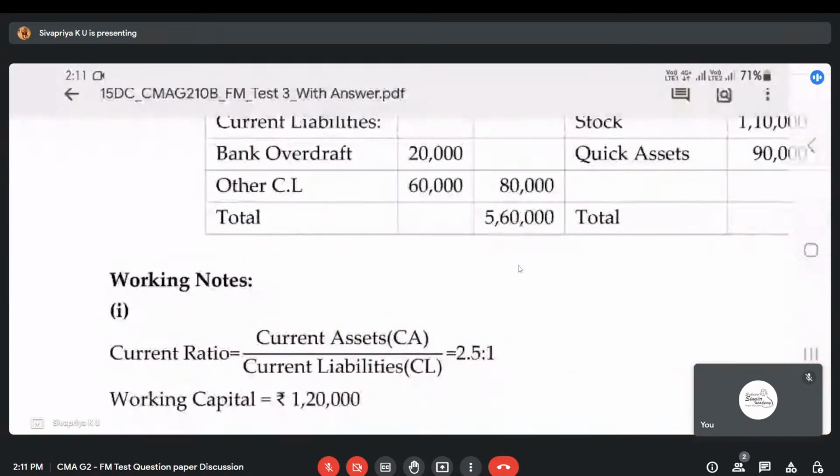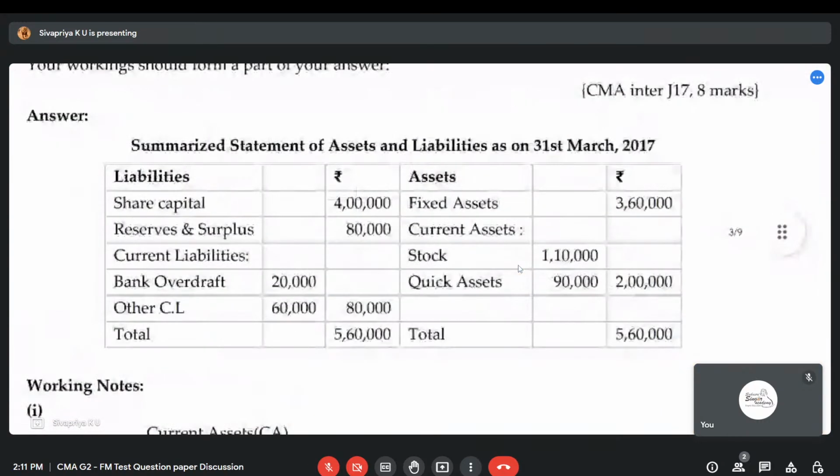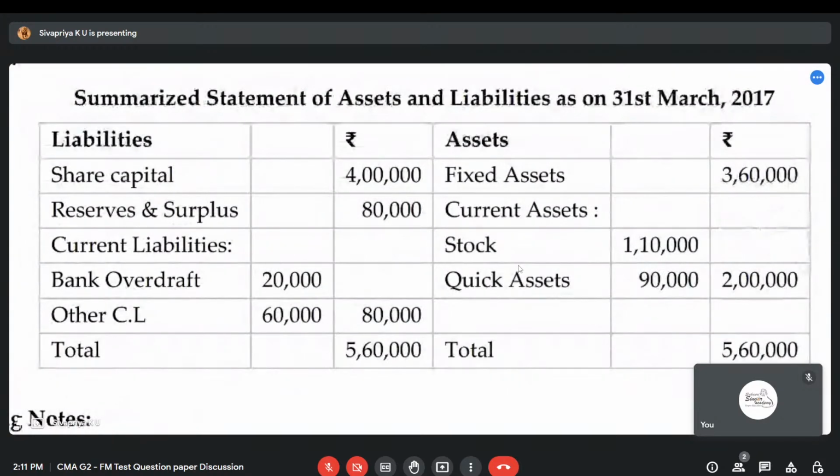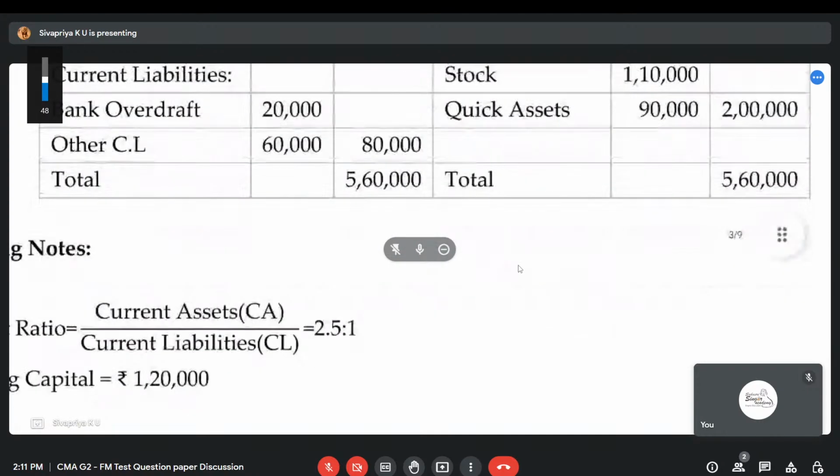So it is 5,60,000, right? Fixed assets 3,60,000, current assets plus stock 1,10,000, quick assets 90,000. So the total we will get is 5,60,000. On the other hand, we have the liabilities: share capital 4 lakhs, reserves and surplus 80,000, bank OD 20,000, other current liabilities 60,000. So the total is also 5,60,000.